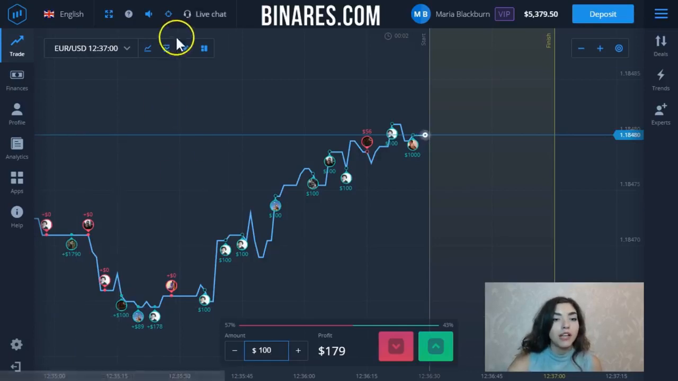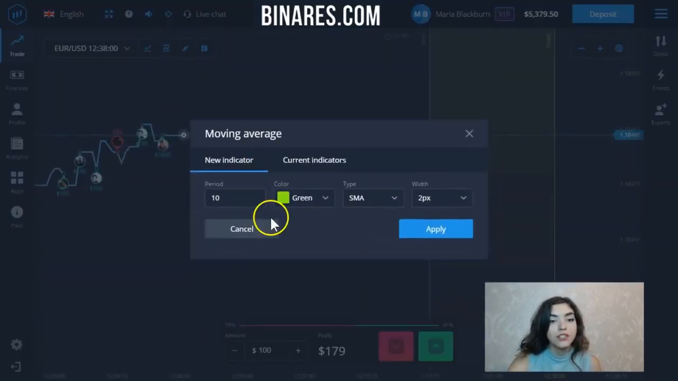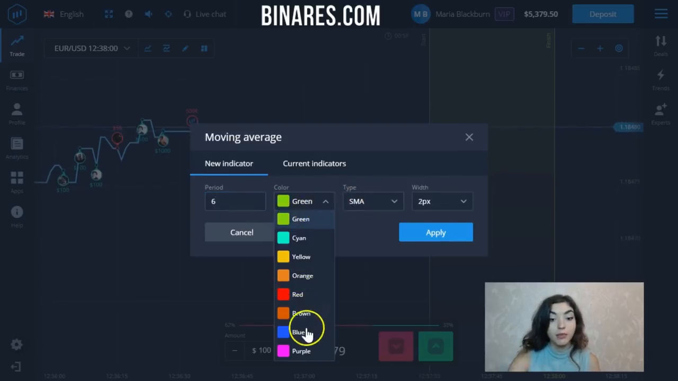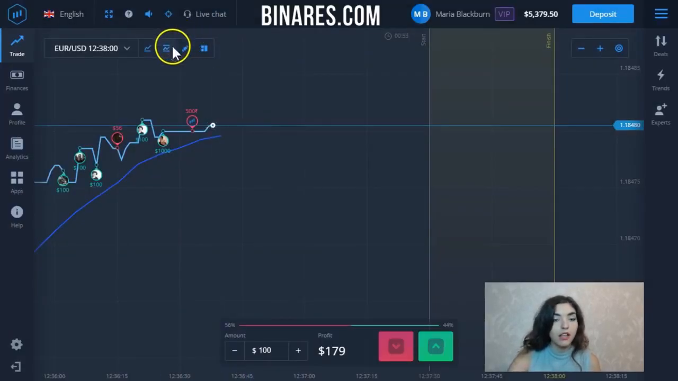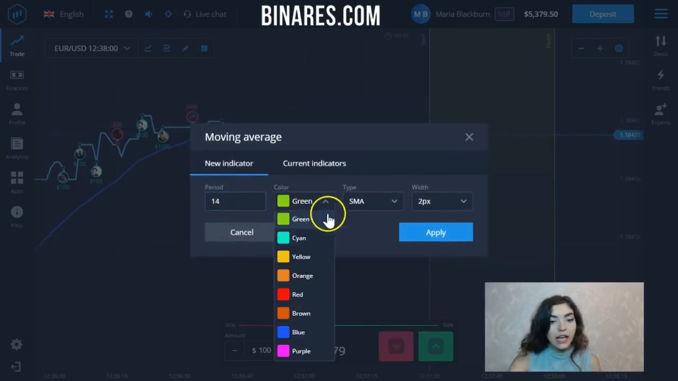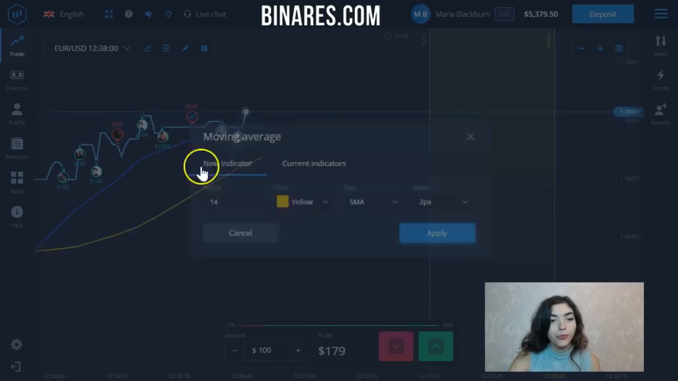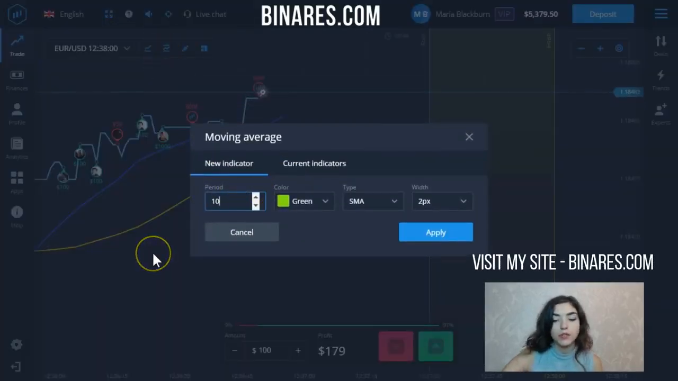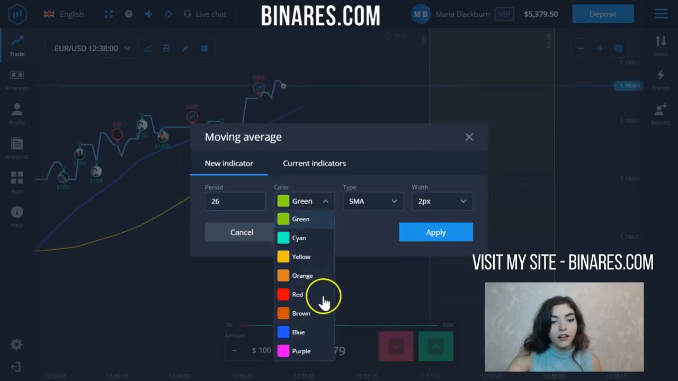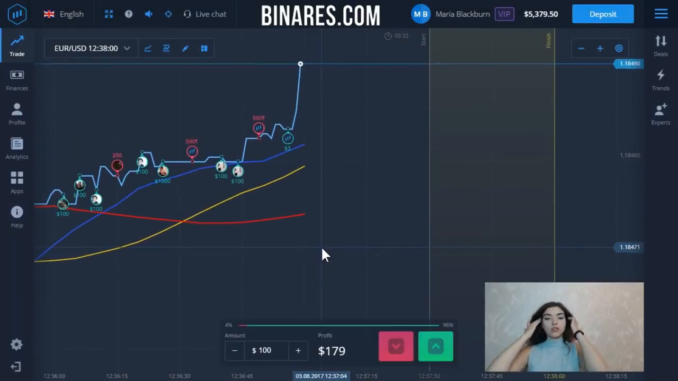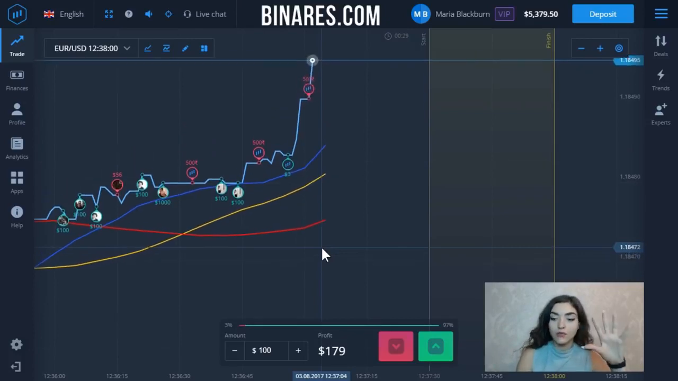So right now I'm gonna make three lines. The first line period will be 6 and the color I'm gonna make blue. So apply. The next one period will be 14 and color will be yellow. Apply and moving average period will be 26 and color red. Okay, so on the screen, guys, you see three lines.